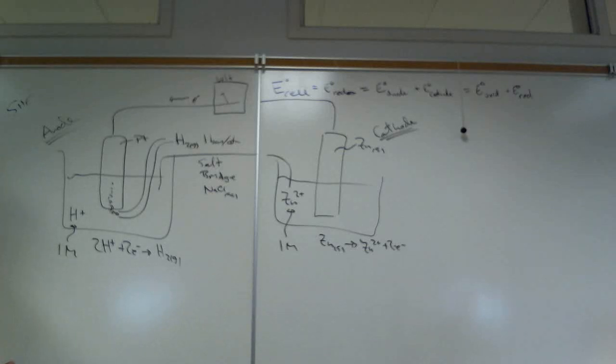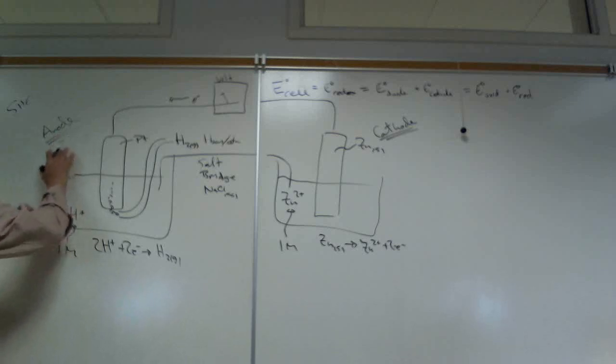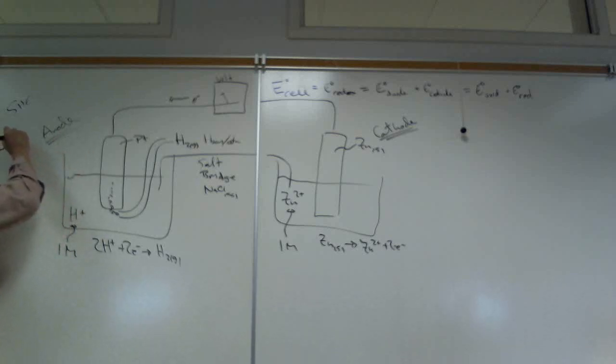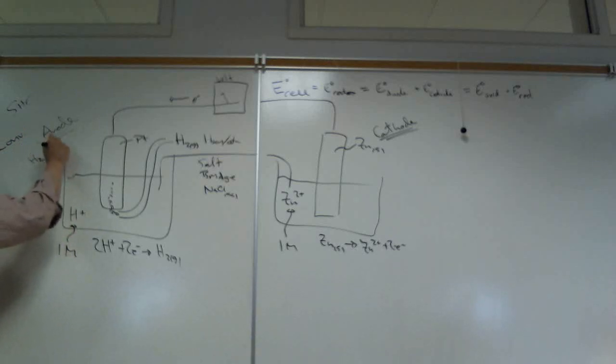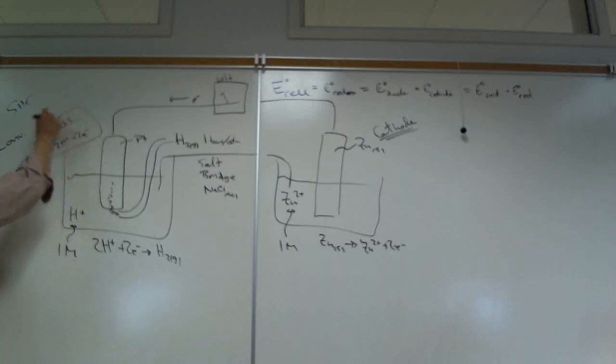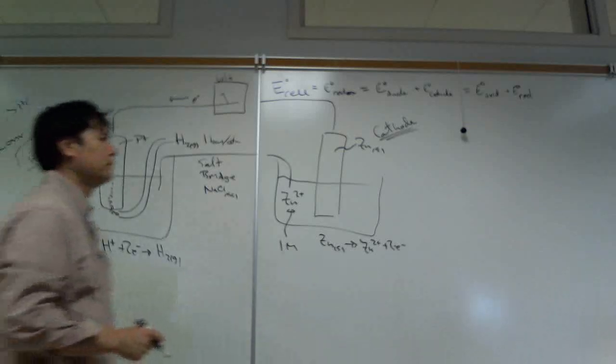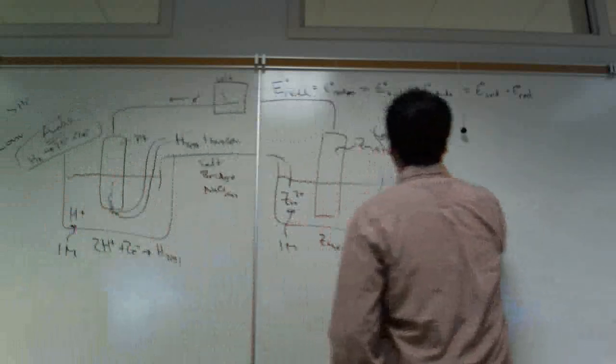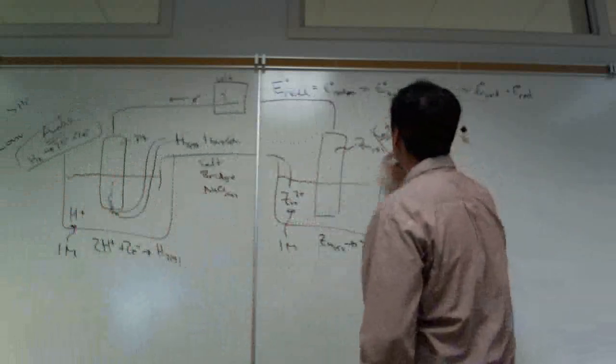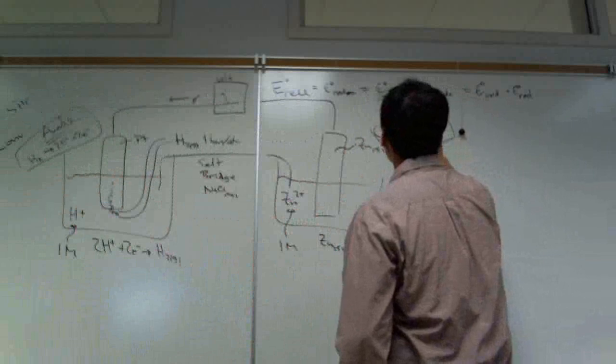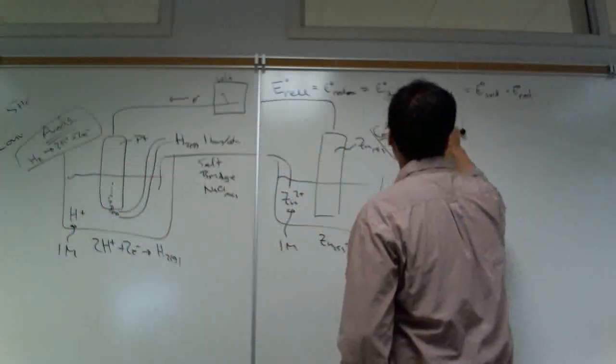Okay, so this is by convention. By convention, this should be the anode. And if this were the anode, the electrons should be generated. So H2 should be going to 2H plus 2 electrons. That's the proper anode reaction. And over here at the cathode, we should be consuming them. And so Zn2 plus should be consuming the electrons. So Zn2 plus 2 electrons yields Zn solid.